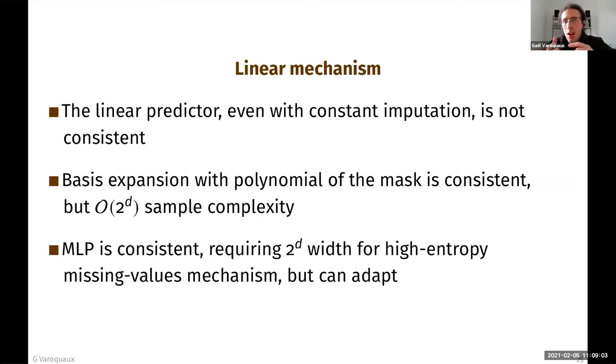I can make this better by doing a polynomial of the mask using the combinatorials of the mask, but this will incur a large sample complexity. I'm better off replacing this with a multilayer perceptron, which is going to be consistent. If I have no assumption and no structure on my missing value mechanism, it will require a lot of hidden units, but if I have more structure, it will adapt.